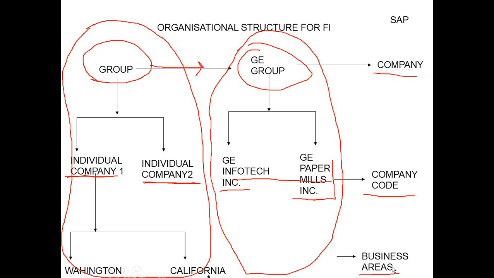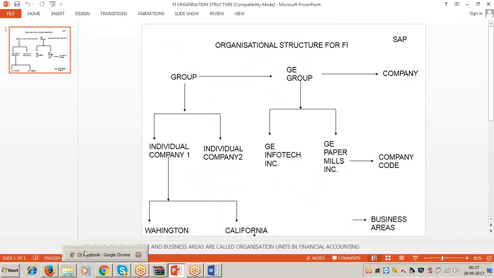So here company code and business areas are called organizational units in financial accounting. So as a starting point of configuration, the FI consultant has to create a company code and business area.